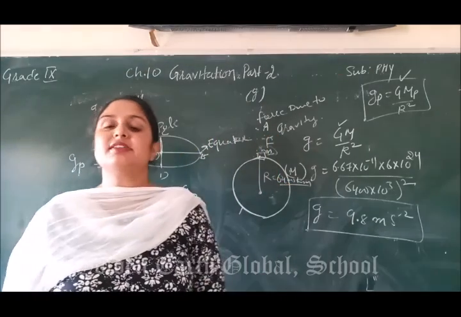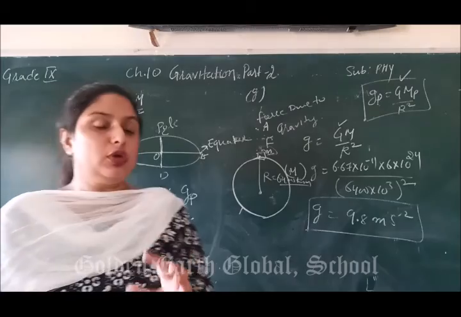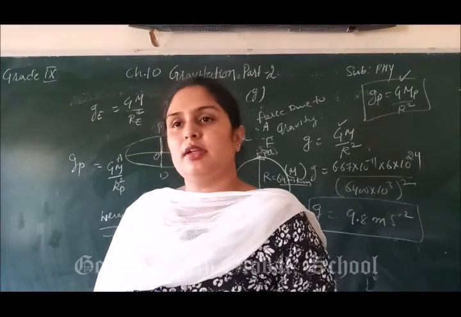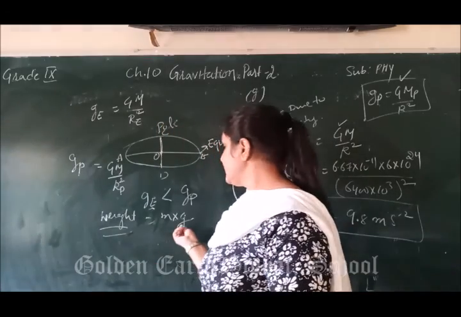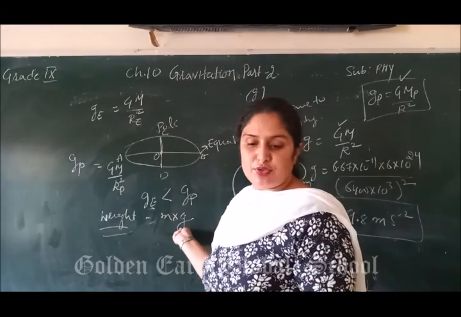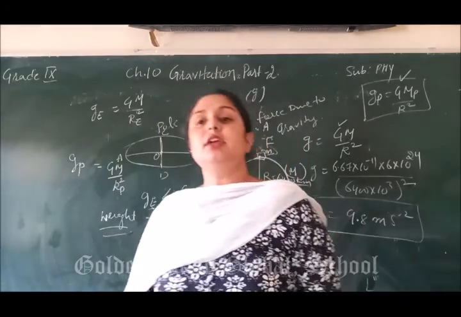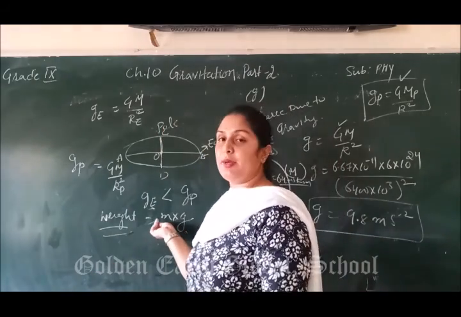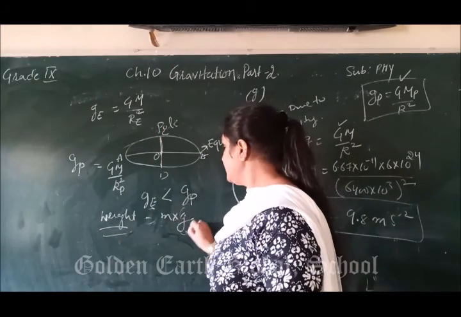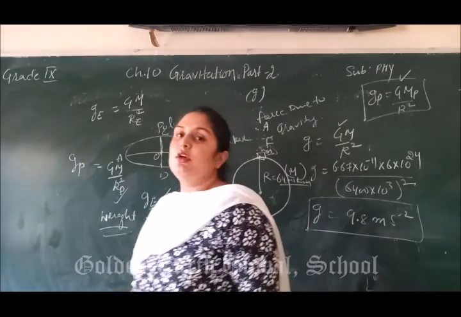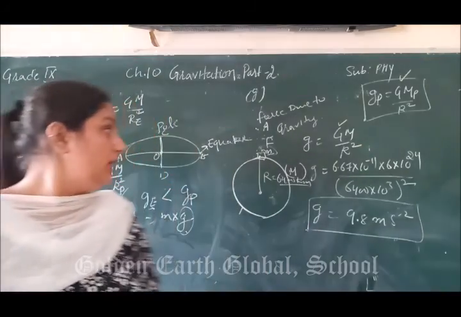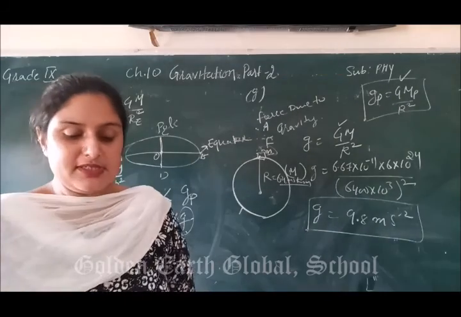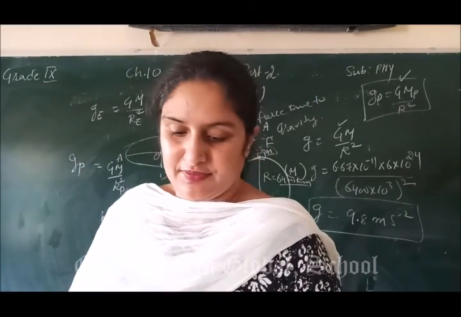What is mass? Mass is generally the total material that is present inside the body. That is the mass, and weight is basically the force due to gravity that acts on an object, and it is given by m into g. As g is variable, weight is also variable. So this is the mass and weight.